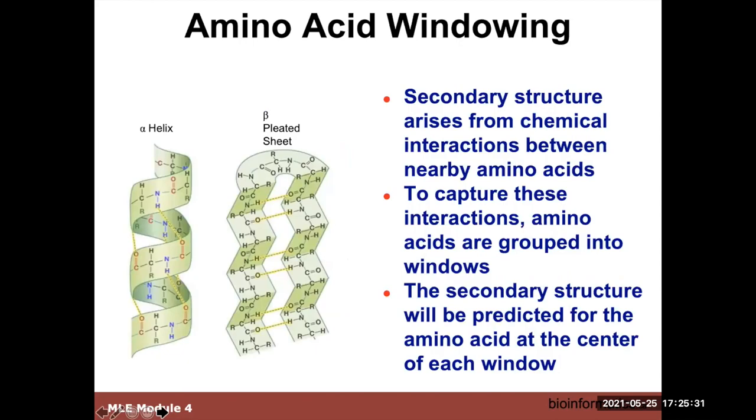We have a windowing function, as I said. This is another thing where you use intuition. When you're trying to build a predictor, you take what you know, and what has perhaps worked for other people. In the case of secondary structure, people know that collecting data from nearest neighbors helps with the quality of the secondary structure prediction. So we're trying to capture these pairwise or distant interactions, and we group residues into windows. We're going to calculate the secondary structure for the residue at the center of these windows.